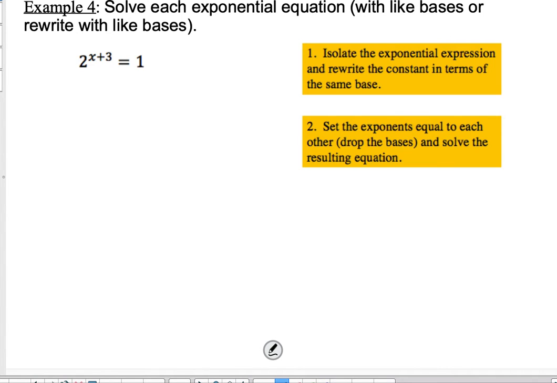All right, we've got 2 to the x plus 3 here equals 1. So to write this in terms of the same base here, in this case, you can't really look at the smaller to the larger here. You've got a 1 there, and you can take any base and take it to the 0 power, and that will give you 1. So I can just replace that 1 there with 2 to the 0.